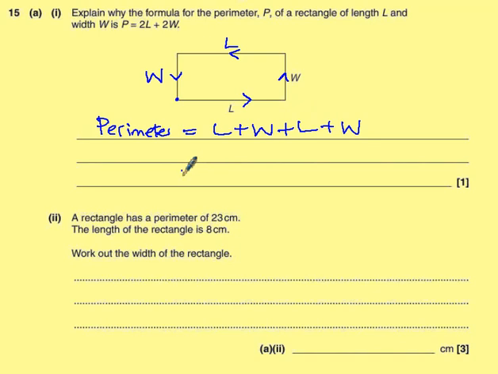So our formula for the perimeter, if we collect together our L's, we've got L plus L, which is 2L, plus another 2W. So the formula for the perimeter is equal to 2L plus 2W.